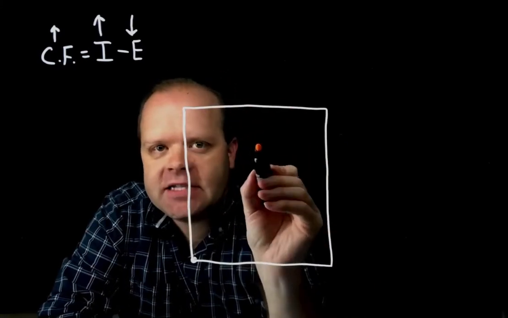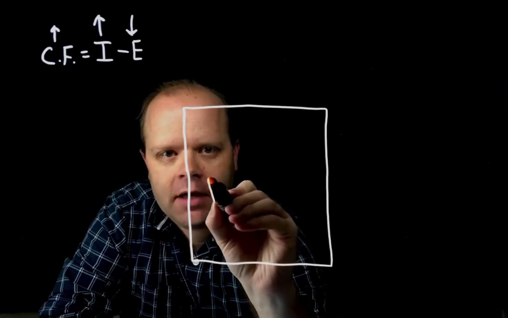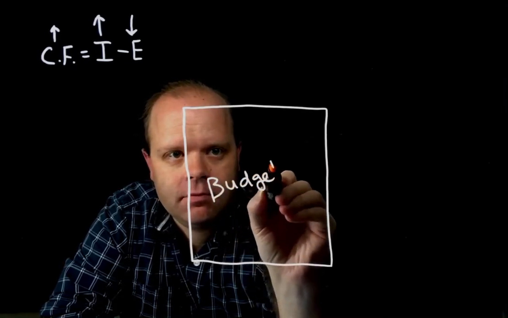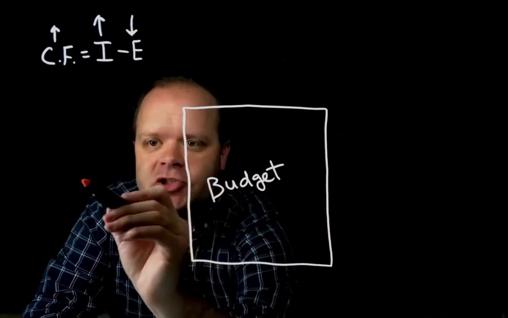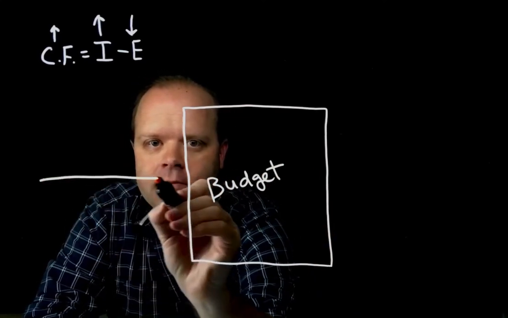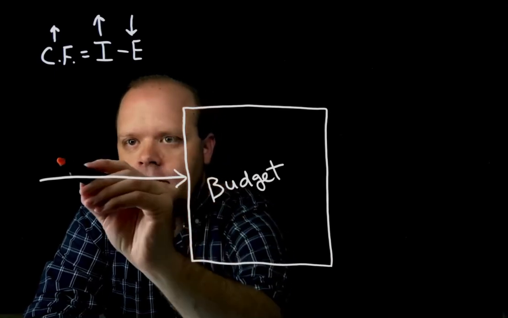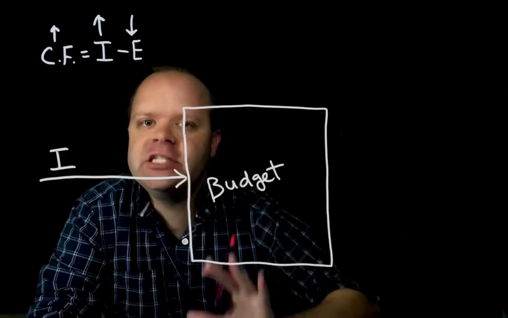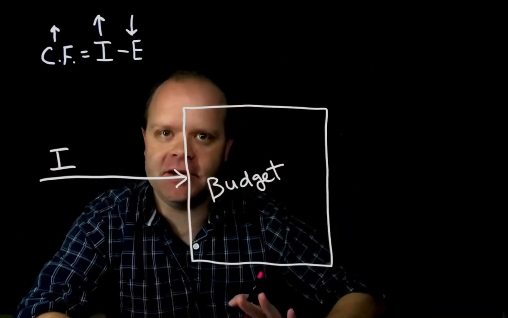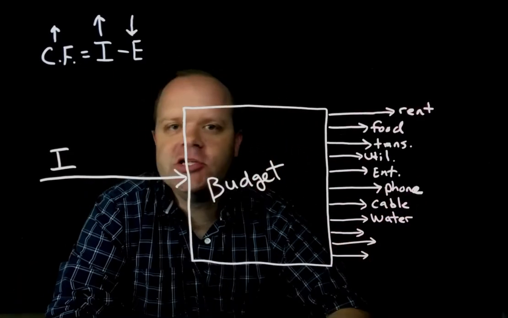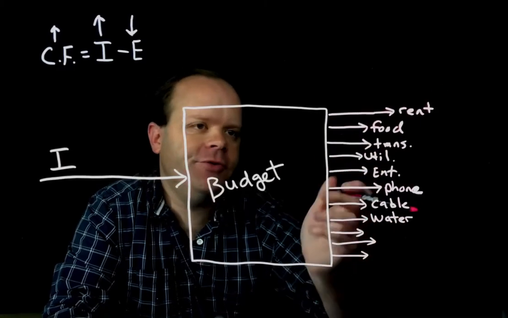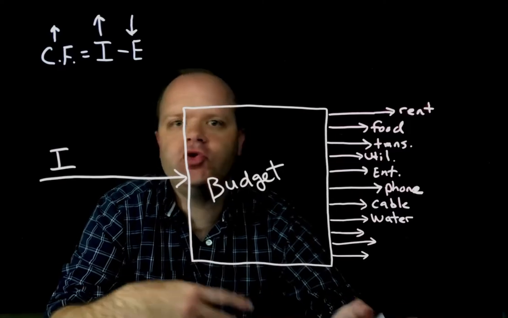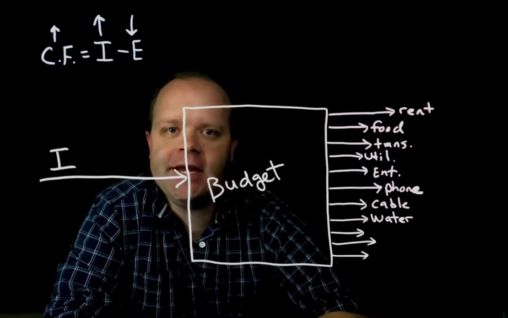I imagine a box, and this is what would be called your budget. I have my income streams coming in on the left, and everything over here on the right are all the expenses, or all the money that's leaving the budget. So some of these expenses are things like rent, food, transportation, entertainment, utilities, cable, water, normal bills, normal necessities that I normally have, say, on a month-to-month basis.